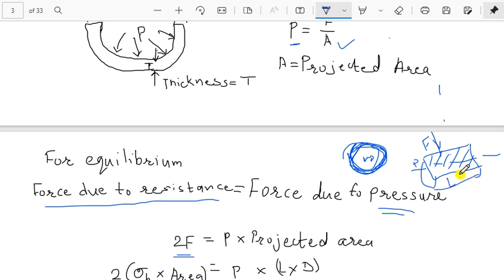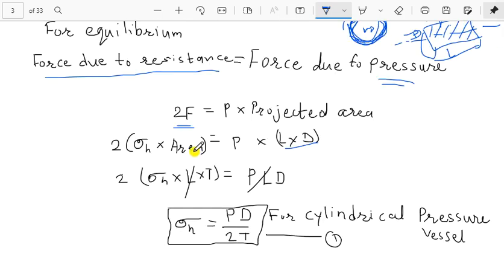You can consider it is the shape of, let us say, a cylinder. We have cut it into two halves along the longitudinal axis by taking a section along the longitudinal axis. So let us calculate this. The projected area will then be L into D. This is D. L into D, this area. And the area in which stress is generated, you know that stress is generated.